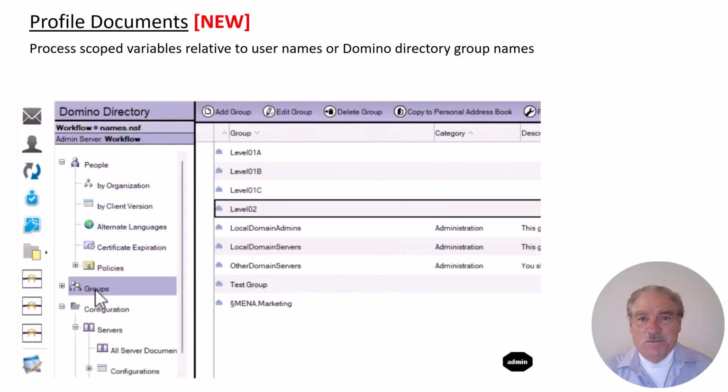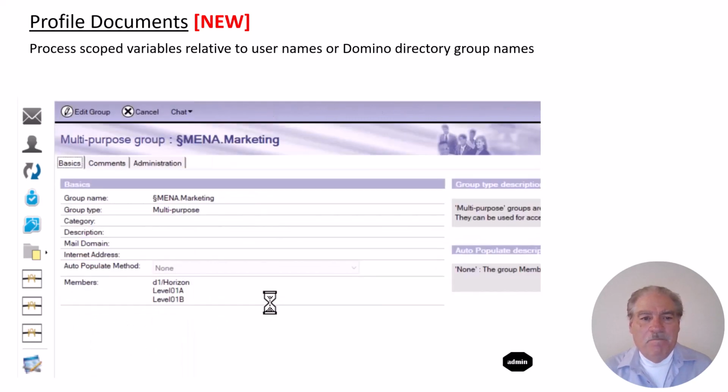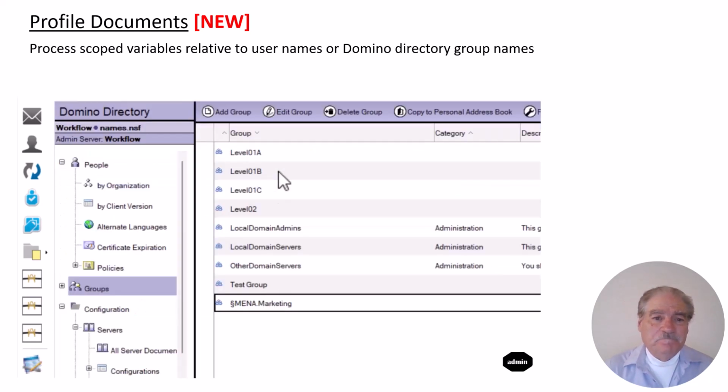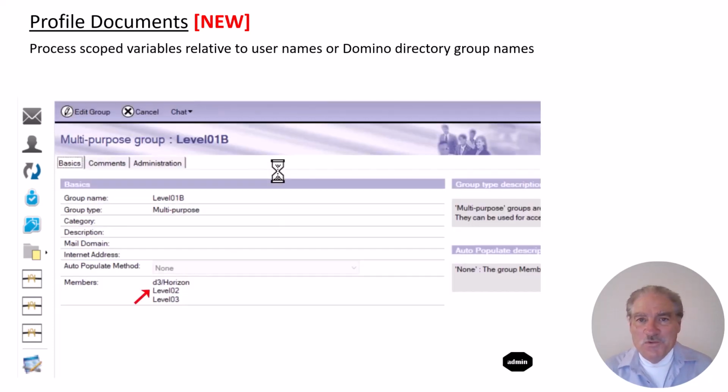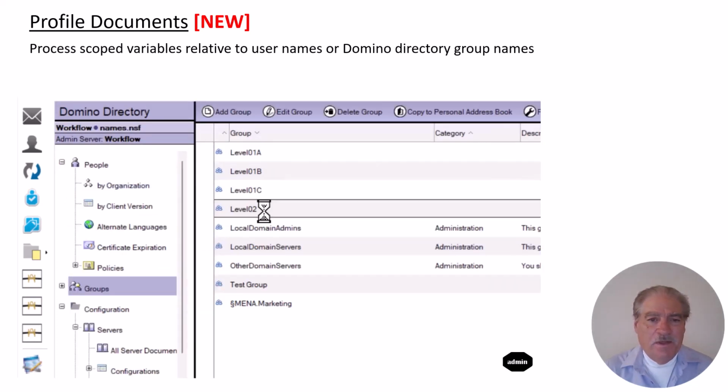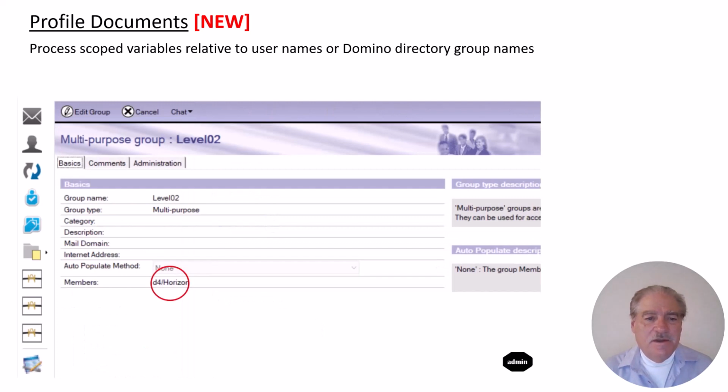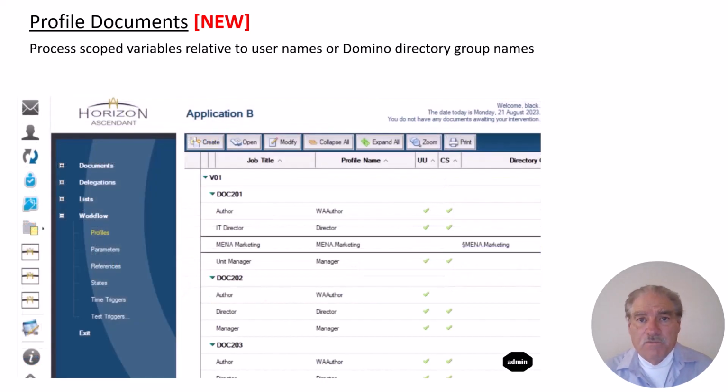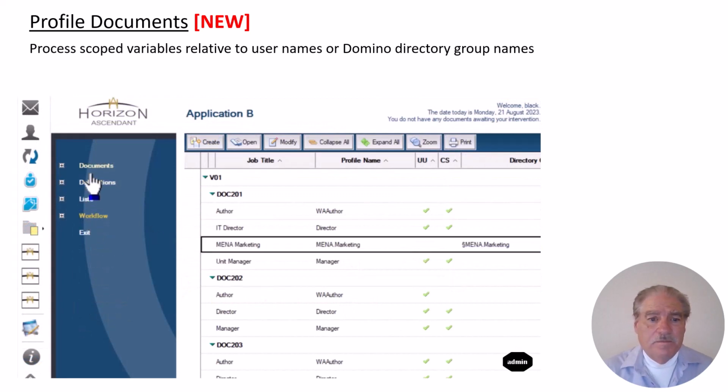So going into the Domino directory, as you can see here, the group name, and we have multiple levels of groups, groups within groups. So we'll follow the groups down the rabbit hole, if you will. And here we see D4, finally. So Workflow Ascendant handles recursively groups within groups.